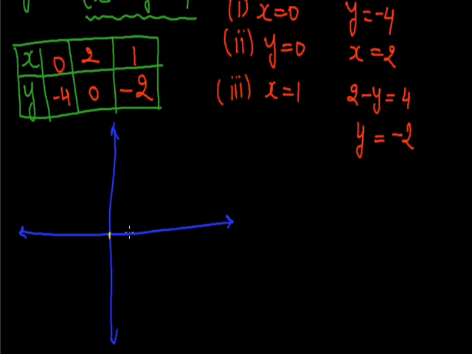So the axis points 1, 2. The first point is 0 and minus 4, which is in the negative side of y-axis. This one. The second is when x is 2, y is 0. So the point is this. And the third, when x is 1, y is minus 2. That means again in the fourth quadrant. And after joining these 3 points, we get a line.